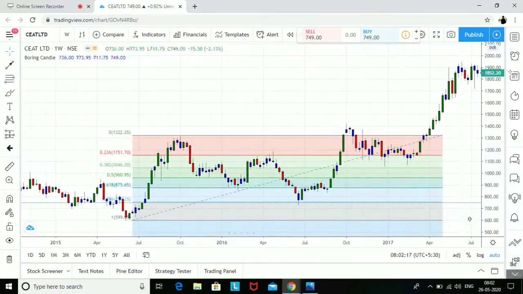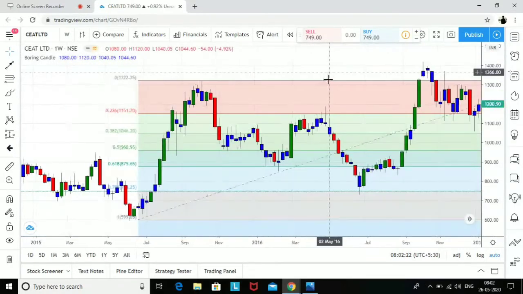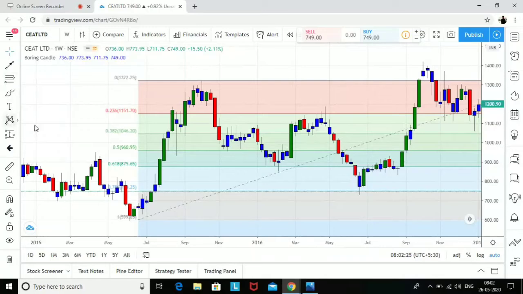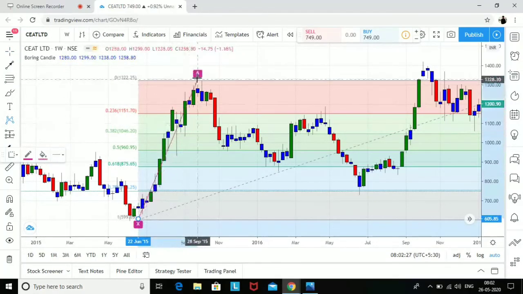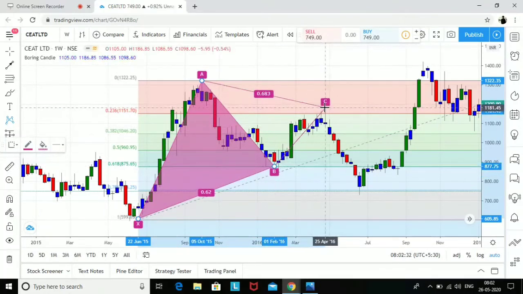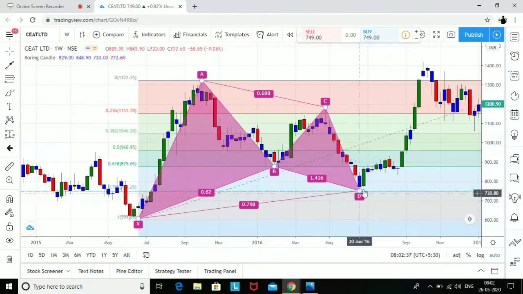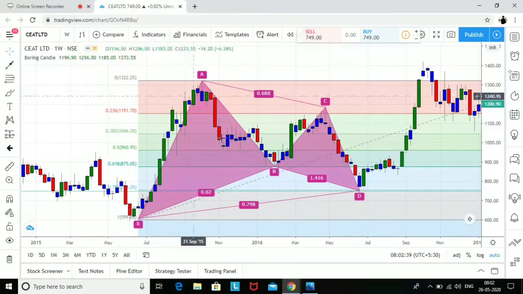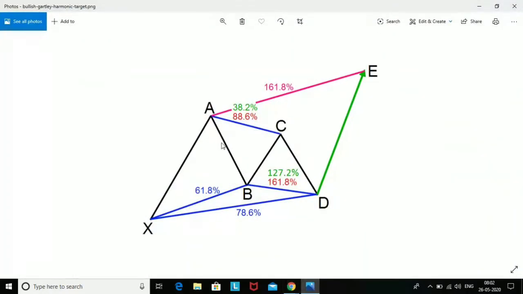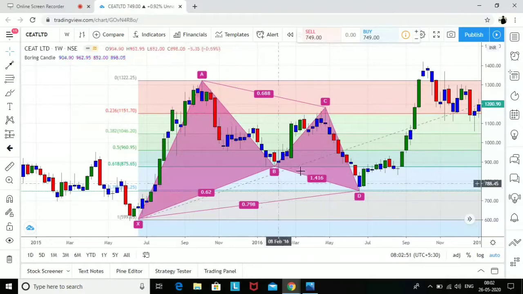Now if you see, I'll draw the Fibonacci over here, the pattern over here, XA. This was 61.8, then this was C, and then D. Again, D is a price reversal zone, right? X, A, B, C, D. If I compare this, C is exactly somewhere around the 23.6 level, right? X, A, B, C, D.